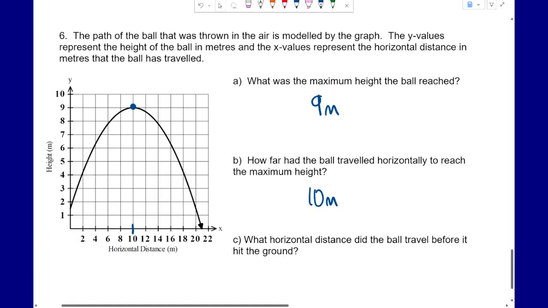And what horizontal distance did the ball travel before it hit the ground? So if it hit the ground here, about halfway, so 21 meters, and assuming it gets launched from here, even though that's not on the ground, that's fine, right? If you're throwing a ball, the ball might already be a certain height off the ground. So the horizontal distance it traveled before it hit the ground was 21 meters.